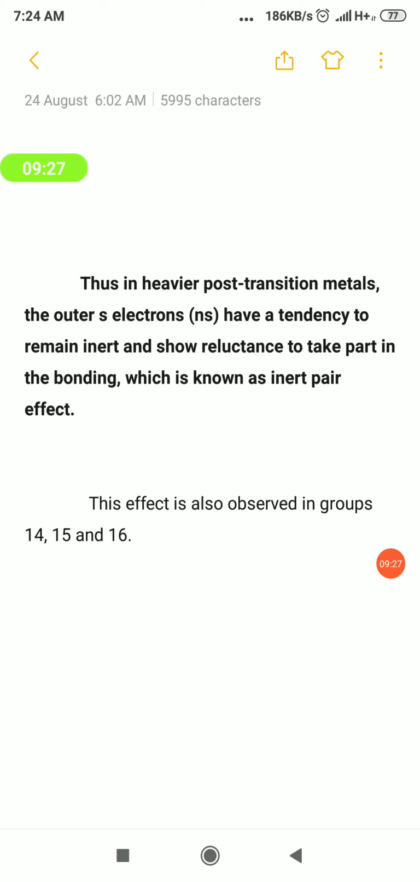In heavier post transition metals, the outer s electrons... boron family பார்த்தீங்கன்னா ns2 np1, அதான் general configuration. போரானுக்கு அலுமினியத்துக்கும் +3 state சொல்லியாச்சு. So we need not disturb them. Then when we come to gallium, thallium and indium, let us take thallium. Okay, so at that time thallium also will be possessing a tendency to remain inert. அந்த s ஆர்பிட்டாலில் உள்ள 2 எலக்ட்ரான் வந்து பாண்டிங்கில் இன்வால்வ் ஆகாமல் they will become inert, and reluctance to take part in the bonding, that is known as inert pair effect.